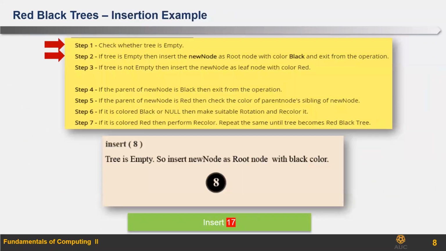طيب، ناخد example بسيط على الكلام اللي قلناه. أنا بطلب منك في الامتحان 3 حاجات. الحاجة الأولانية تنسرت النود، وبعد كده تقول لي دي ريد بلاك تري ولا لا، يعني هل في فايوليشن ولا ما فيش فايوليشن وليه. الحاجة الثالثة صلح لي الفايوليشن دوت. هتصلحه يا إما بريكالرينج يا إما بروتيشن وريكالرينج.